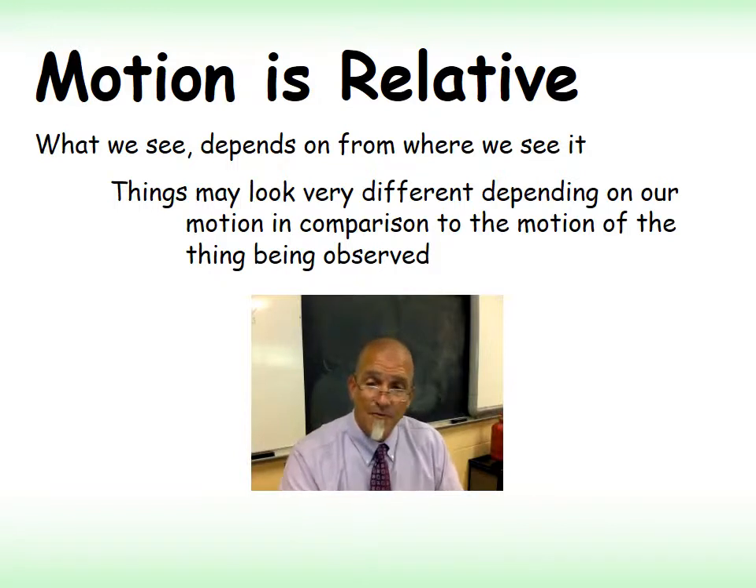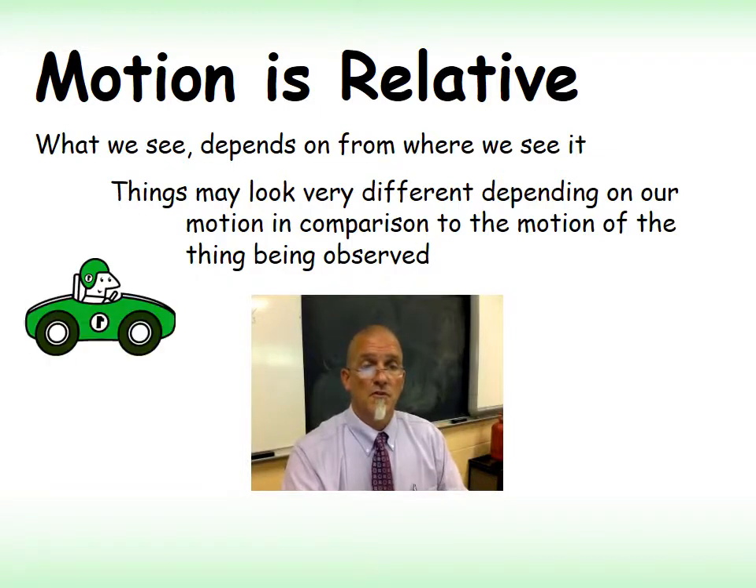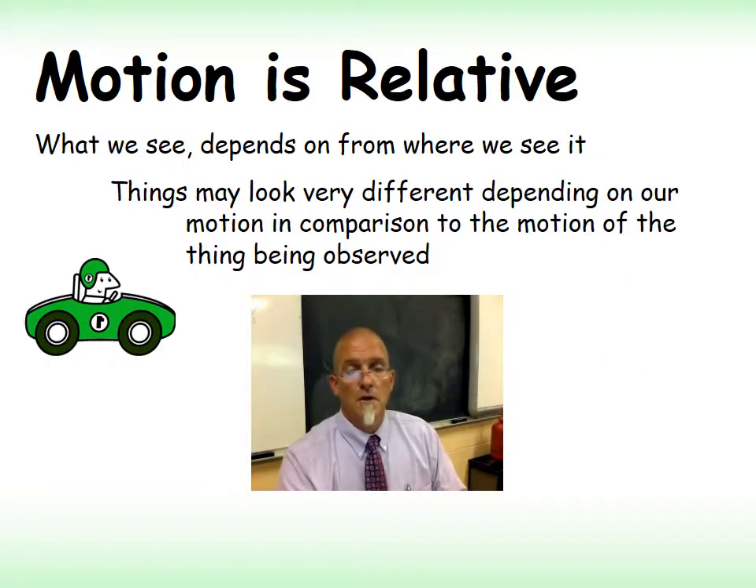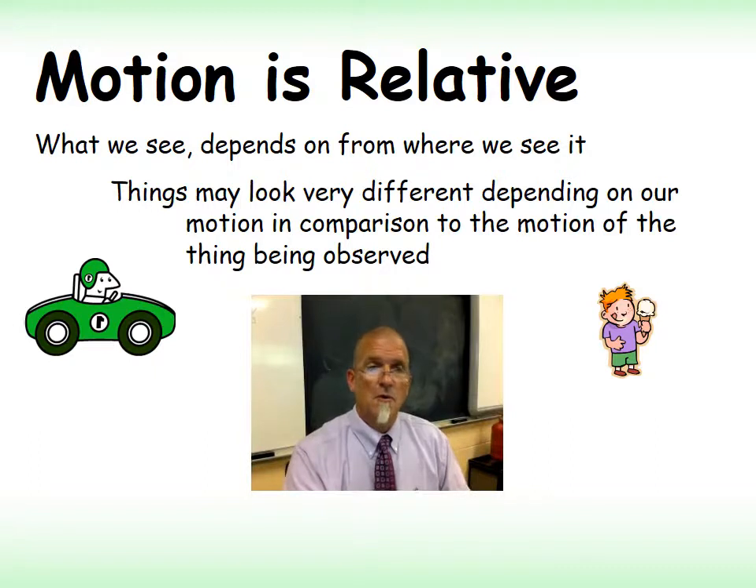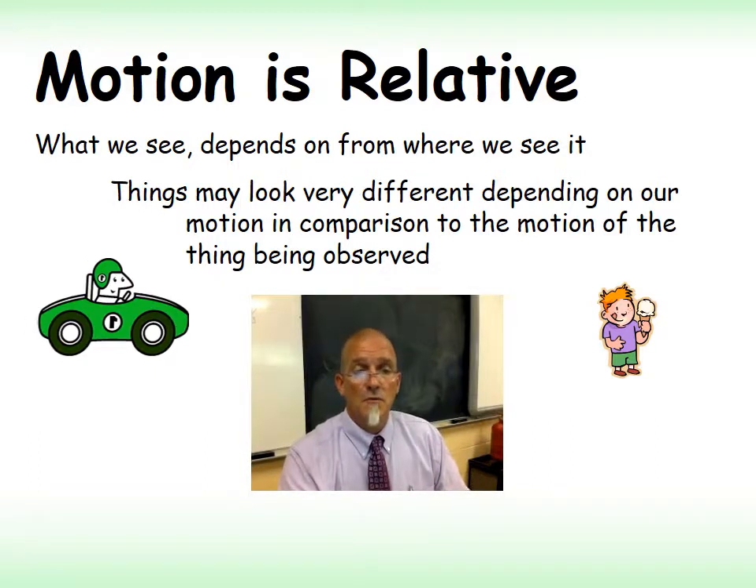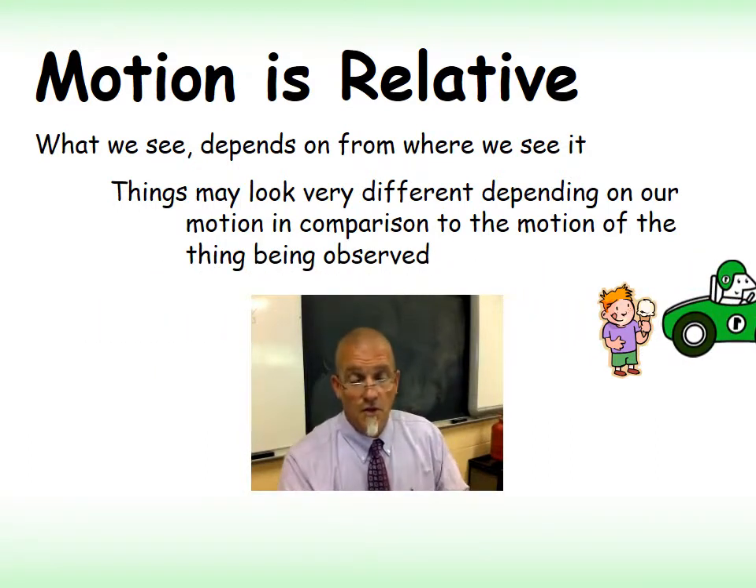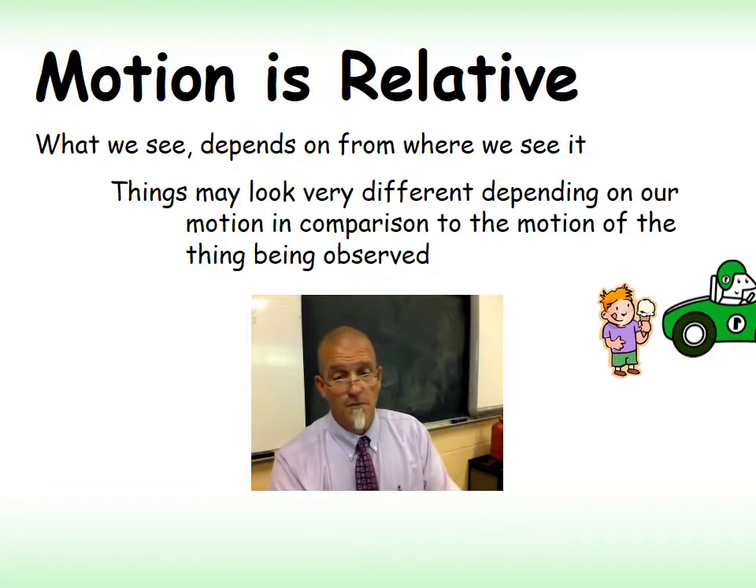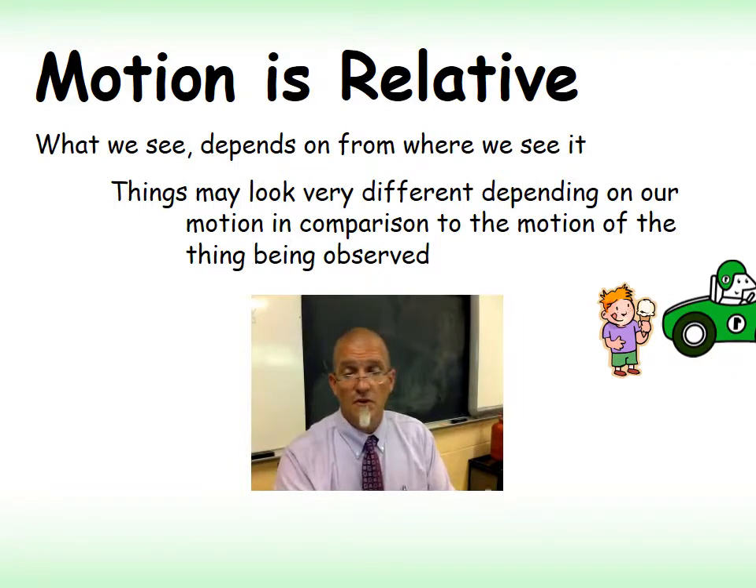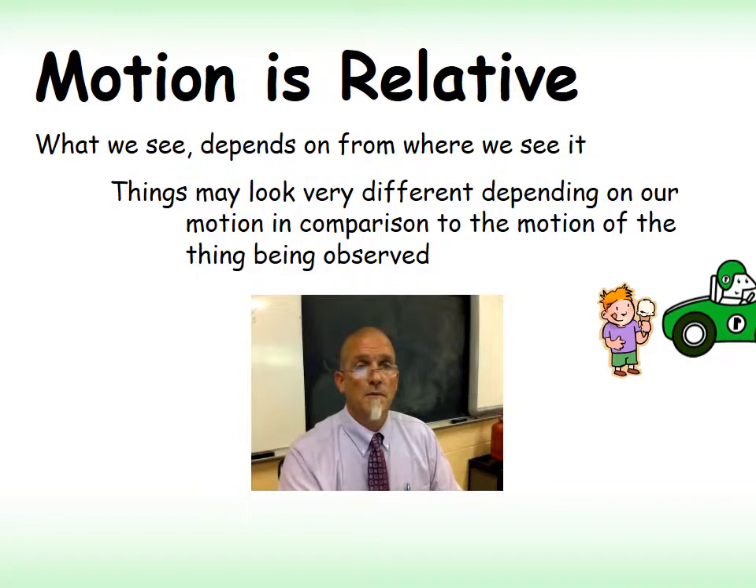Things are going to look very different depending on our motion in comparison to the motion of the thing being observed. For example, we have this toy car here and this little boy with the ice cream cone. And if we watch what happens, we might say that the car moves towards the boy. Is that a true statement? Well, of course it is. The car moved towards the boy.